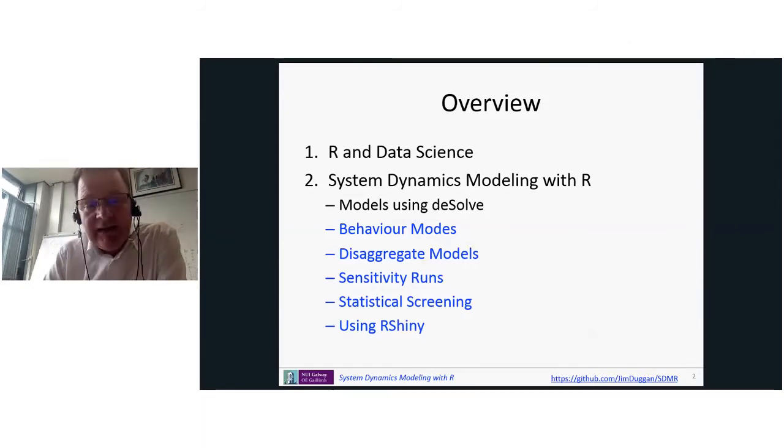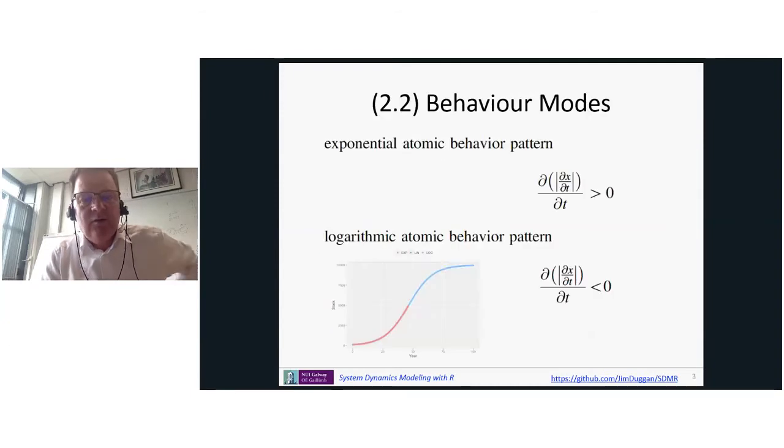And the final topic is R Shiny. If you want to create a mock-up of your simulation and make it available on the web, there are tools in R that allow you to do that, and the R Shiny system is quite a nice way to put your presentation together and make it interactive for other people to use. So that's the overview of the talk today.